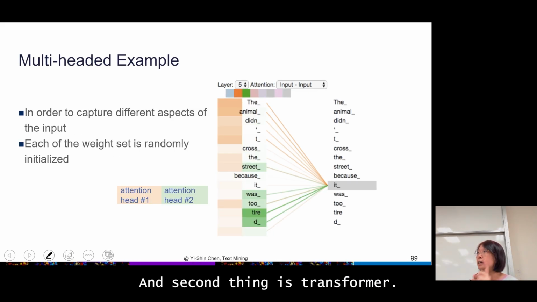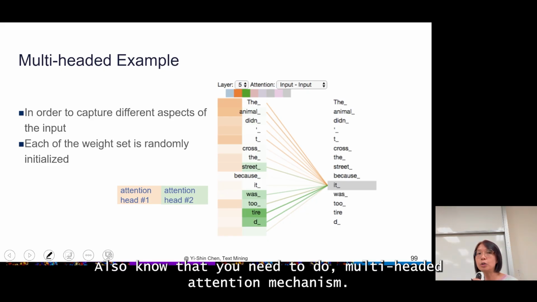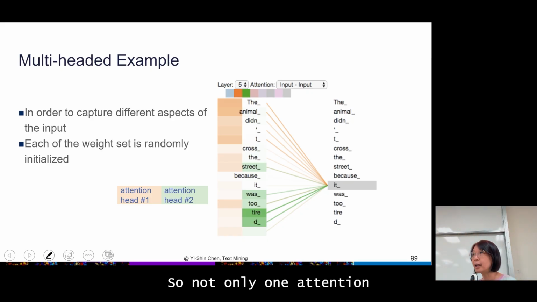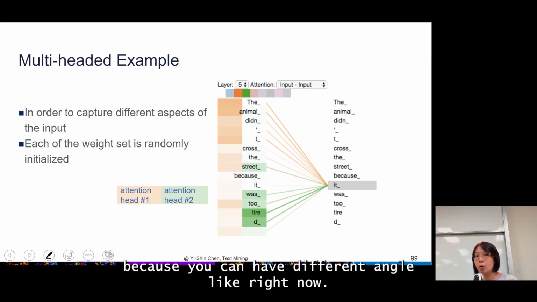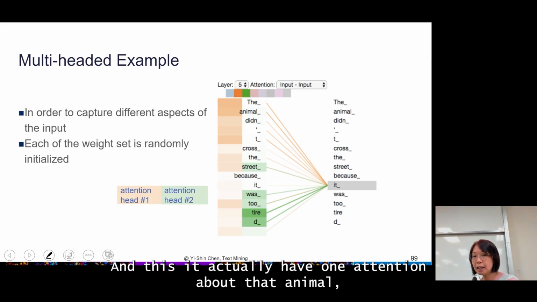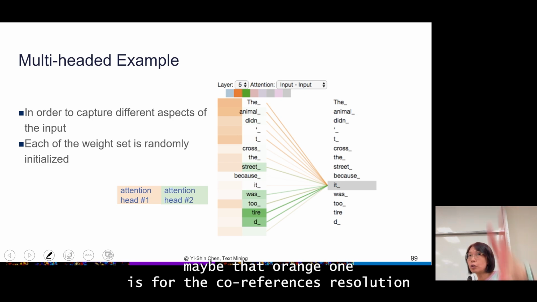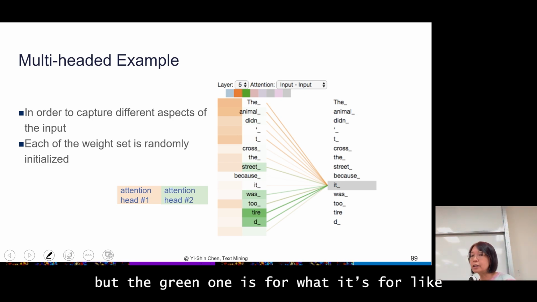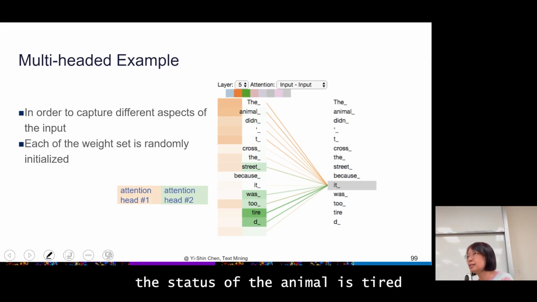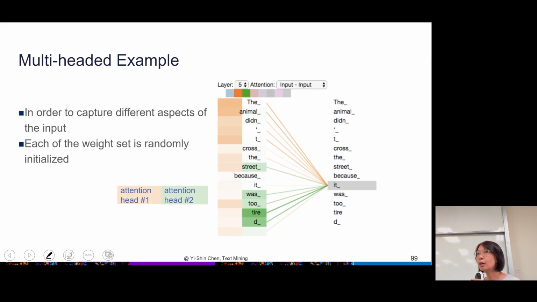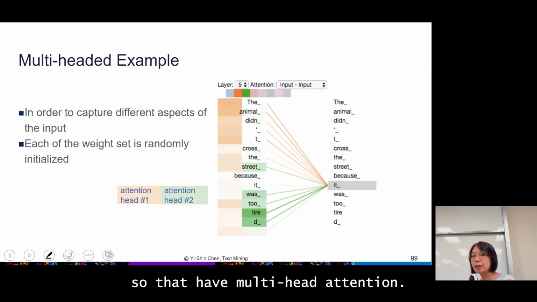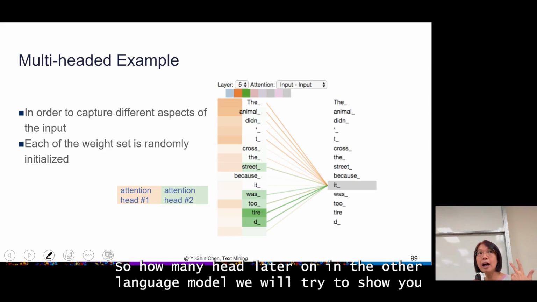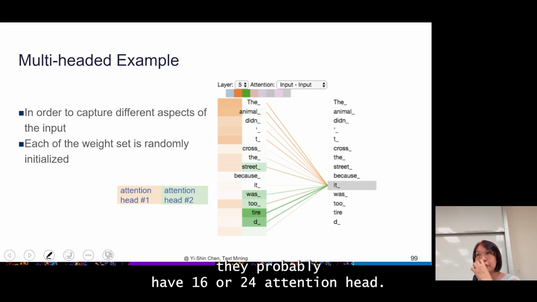And the second thing is the transformer also needs a multi-headed attention mechanism. So not only one attention, because you can have different angles, like right now. This has one attention about that animal. Maybe that orange one is for the co-reference resolution, but the green one is for what? It's for the status of that animal. It's tired. So that is multi-head attention. So how many heads? Later on in the other language models, we will show you. They probably have 16 or 24 attention heads.